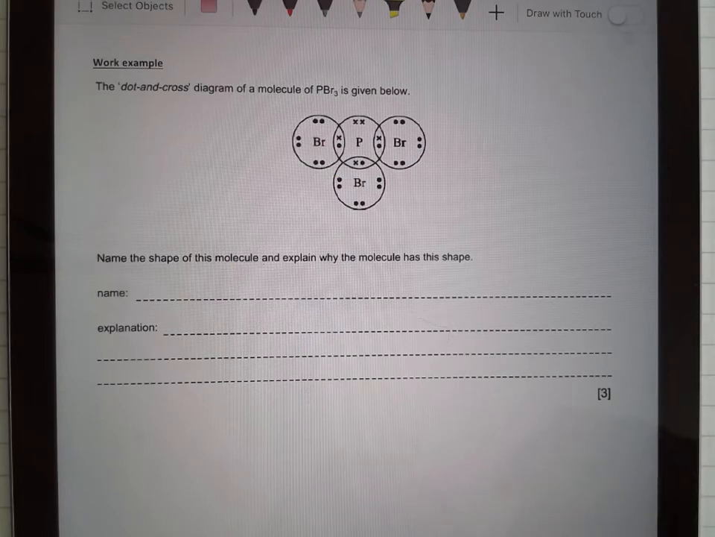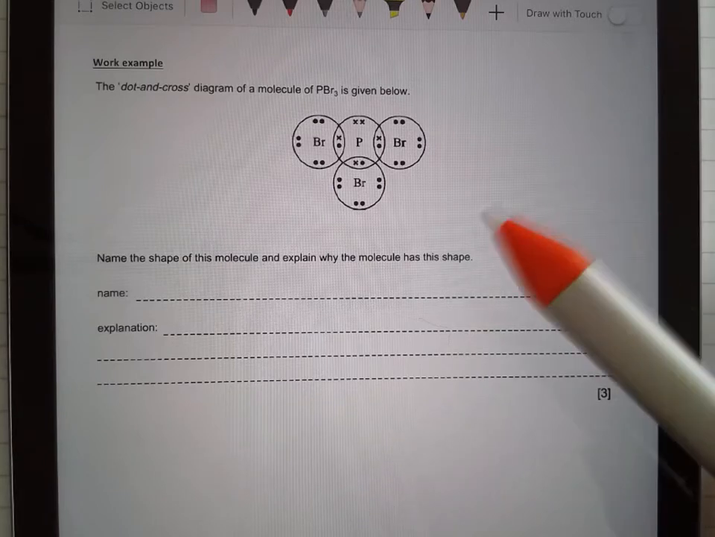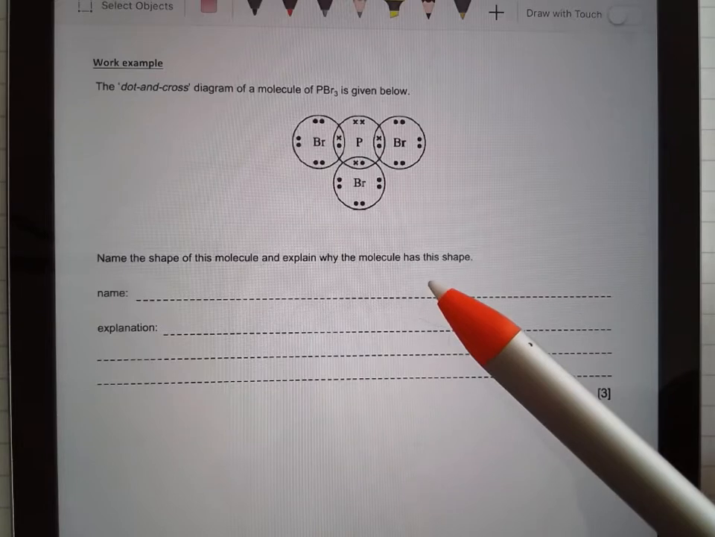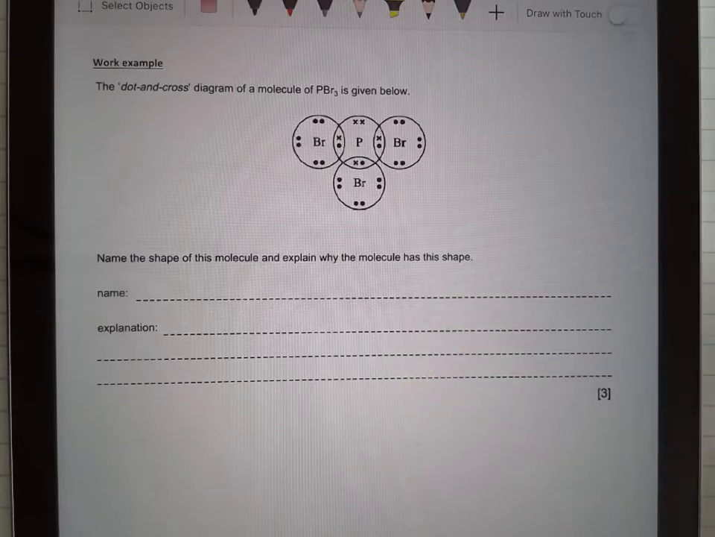In this video, I'm going to go through some exam questions that are based on predicting the shapes of molecules. I'm going to do an example for you first, then I'm going to get you to do some exam questions, and then I'm going to go through the answers. This is a really common exam question, okay? They ask you for the shape, and then they ask you to explain why it has that shape.